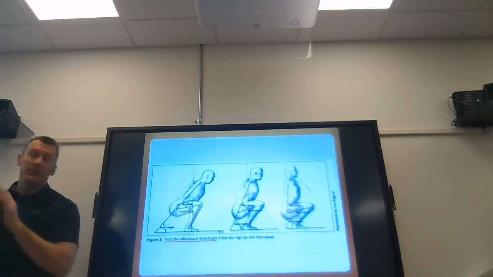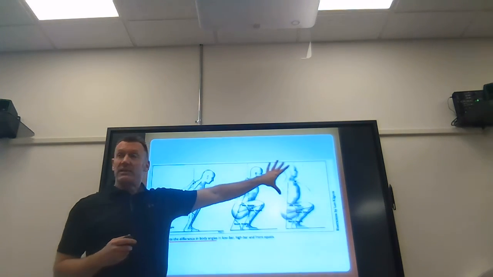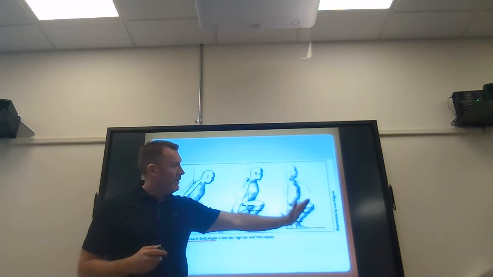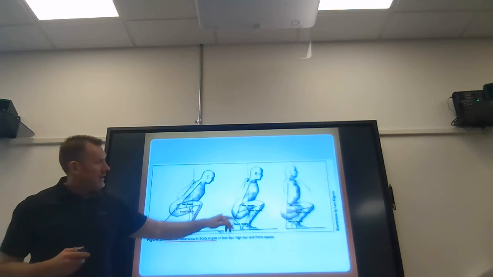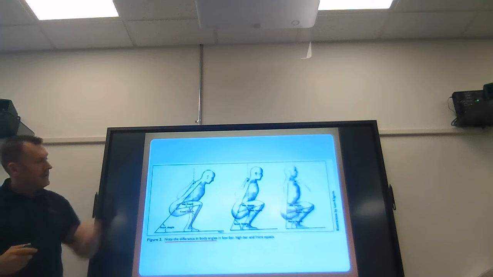The knee angle too. In this case, you can see the front squat, you're sitting back just a little bit more, so the knee angle is a little smaller between the femur and the lower leg. And then the knee angle gets just a little bit bigger as you go back here to the low bar back squat.